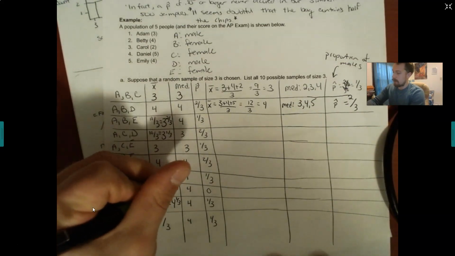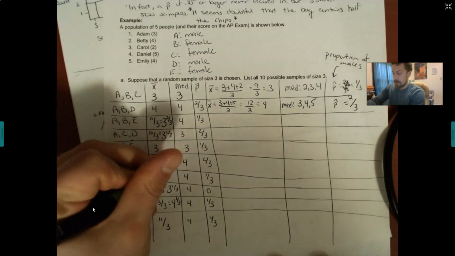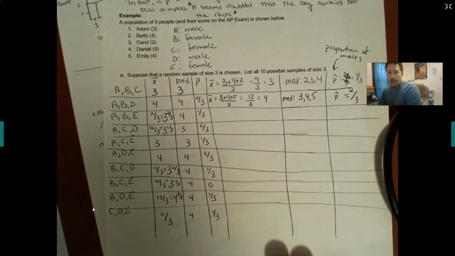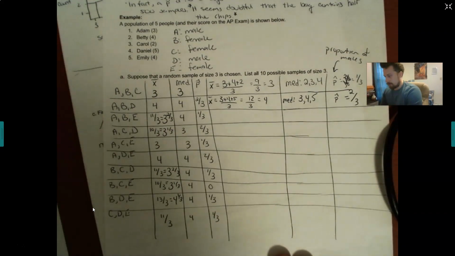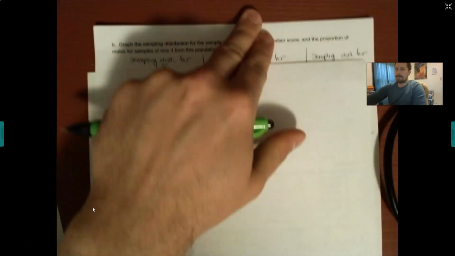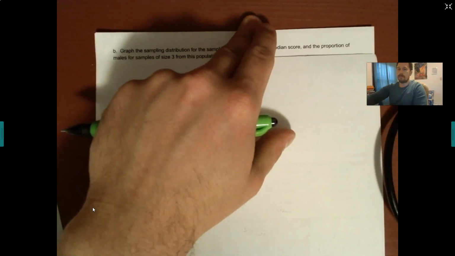So you'll see how there's some variability. There's sampling variability for the mean. There's sampling variability for the median and for p hat, right? So this is our sampling distribution. You can pause it, copy that down. So next part here, we're going to make a graph.